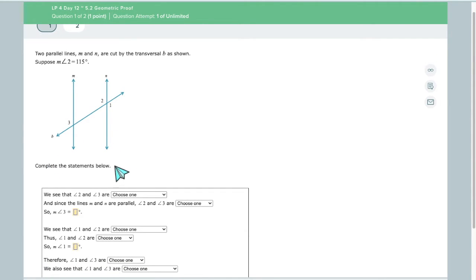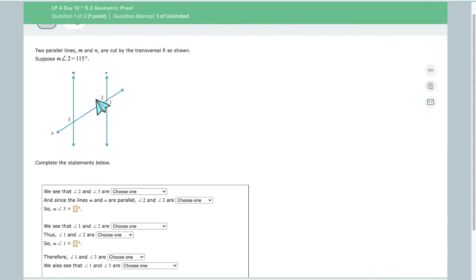So since we see that angle 2 and angle 3 are something, and if we could do this drop down, we can see it's going to be corresponding angles, vertical angles, alternate interior angles, or alternate exterior angles. So vertical angles have nothing to do with parallel lines. It's just whenever 2 lines cross. So whenever we see like this X happening, we have a vertical angle. So 2 and 1 are vertical, but 2 and 3 would not be vertical because they're not in the kind of X together.